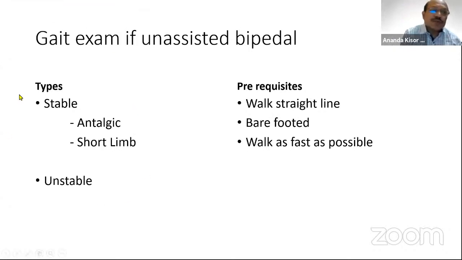So the first important point is this: it may be a stable gait, an antalgic gait, a short limb gait, or an unstable gait. And I'm just going to show a picture.